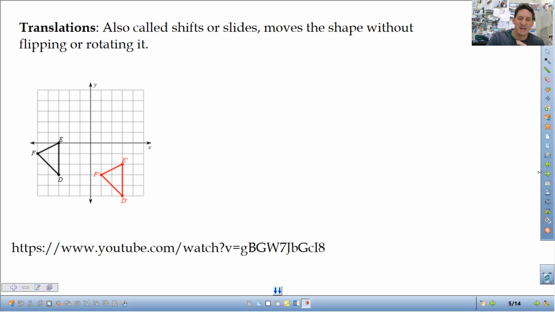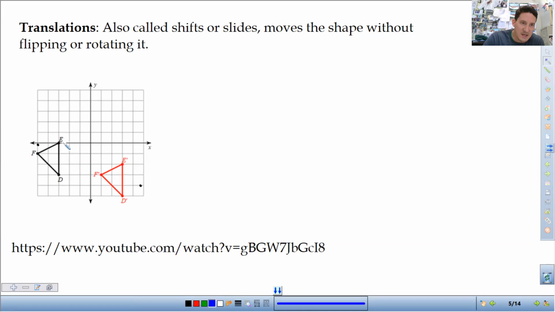The first one is a translation, which is also called a shift or a slide. All it does is move the shape, just slides it around without flipping it or rotating it. So here's an example of a translation. It's the black shape moving to the red shape. You see these little tick marks there. That's E prime, F prime, D prime, to notate that is the new shape. So we start at triangle FED, and it's moving to triangle F prime, E prime, D prime.